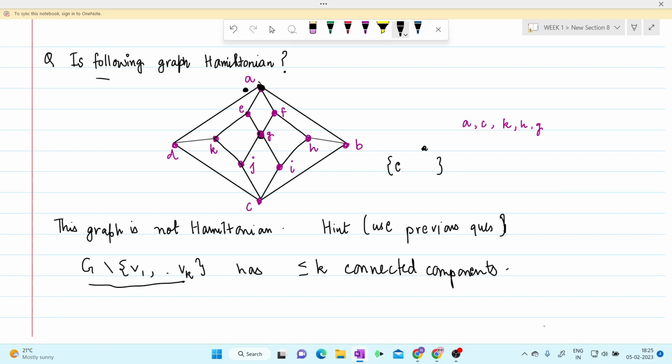Okay, you are saying if we are removing A, G, and C, we are getting E, F, J, and I as isolated vertices. No, they are not isolated. E is also connected via K, right? So E is not isolated. E is connected to K and it is also connected to J. Yes, ma'am.